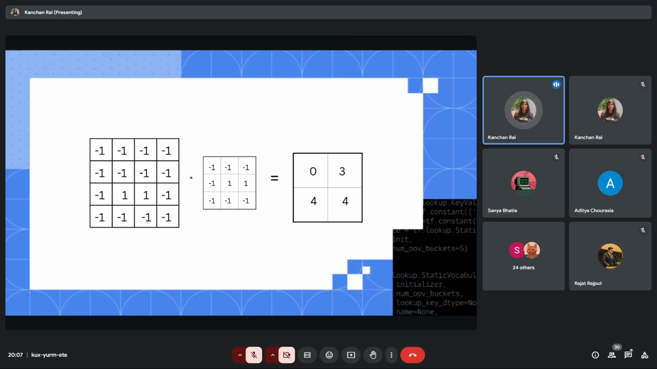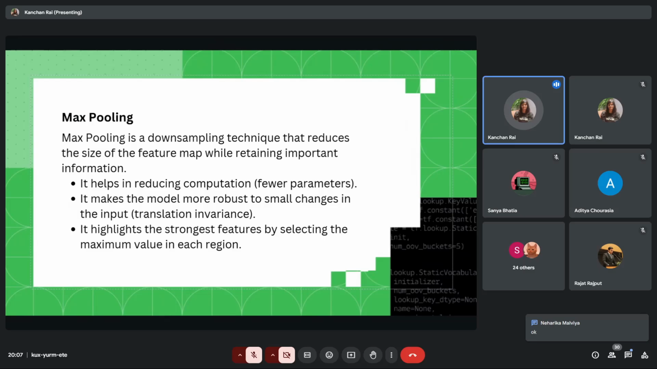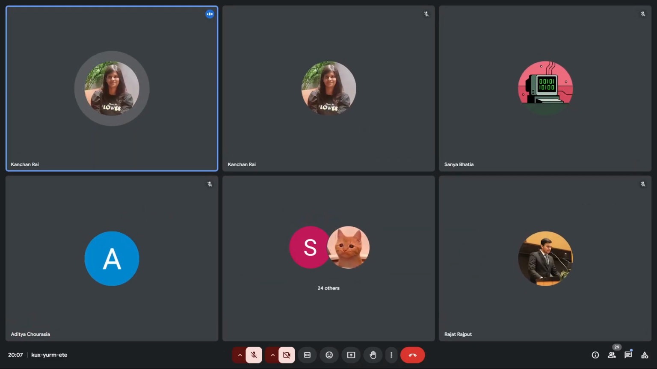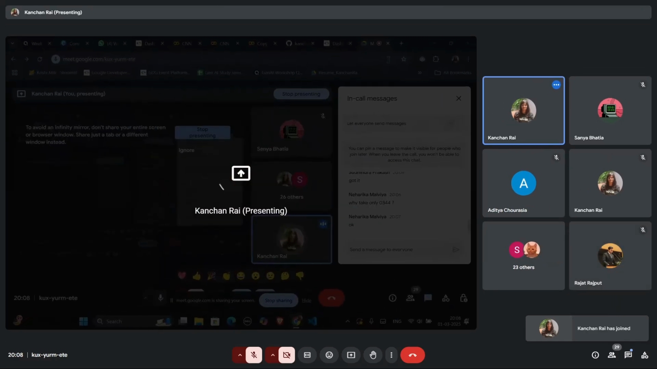Am I clear, Niharika? Okay, fine. So this was the theory, the mathematics. I tried to simplify it. ReLU, you guys can check online or I'll just show you in a second. Abhi we'll see the code also, how do we code it out. I hope the screen is visible.